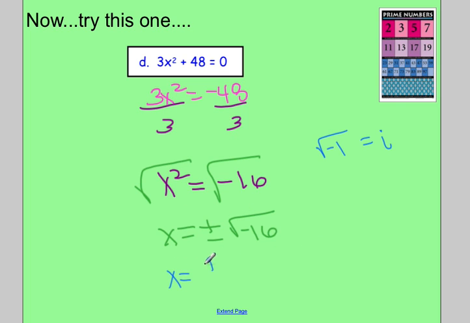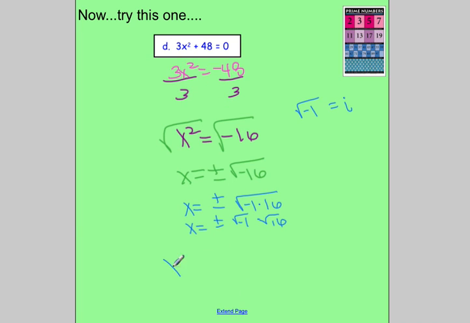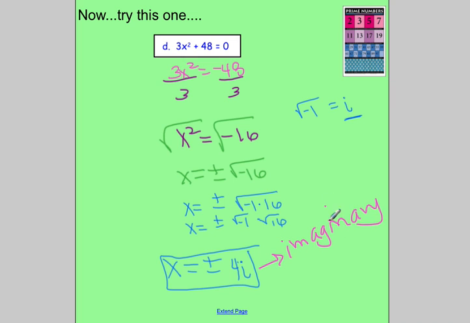So x is equal to plus or minus the square root. I'm going to write it as negative 1 times 16. Taking a little further, I can write it as square root of negative 1 times square root of 16. So x is equal to plus or minus, what is the square root of negative 1? It's imaginary i. And the square root of 16 is 4. So I would have 4i. So my answer is an imaginary number.